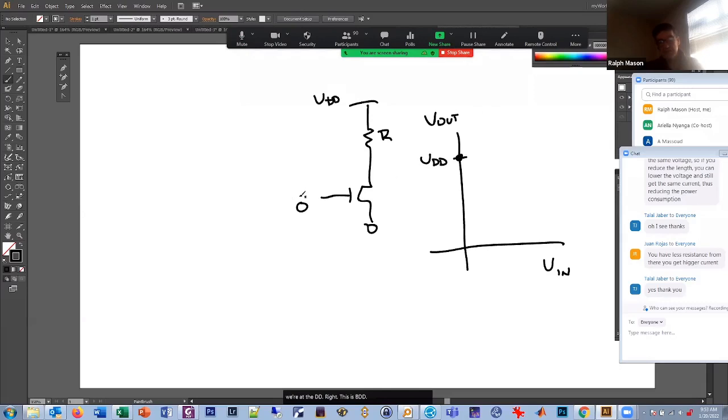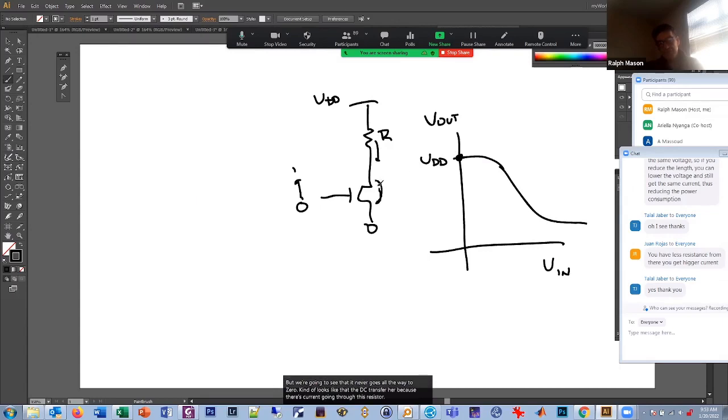And as the input increases, so as this goes towards 1, we're going to start drawing current through this resistor. And it's going to start going down. But we're going to see that it never goes all the way to 0. It kind of looks like that, the DC transfer curve, because there's current going through this resistor.